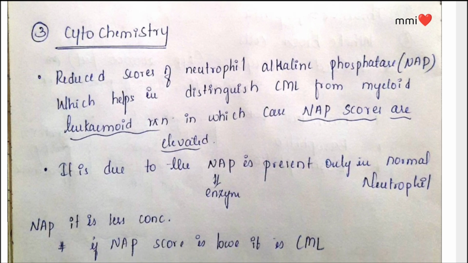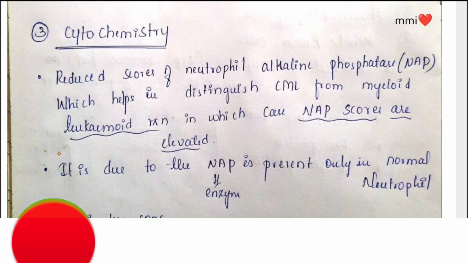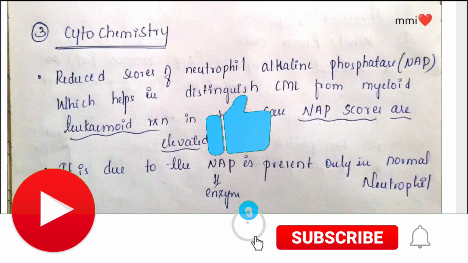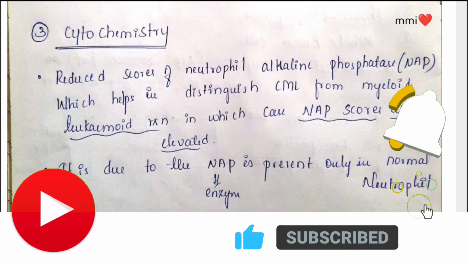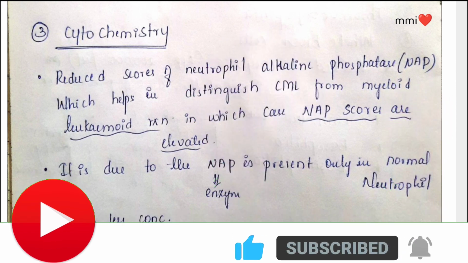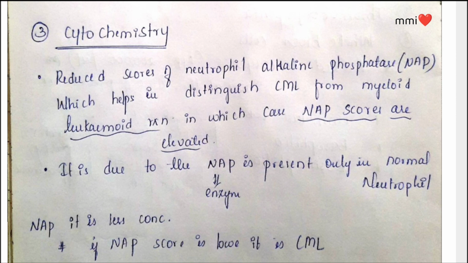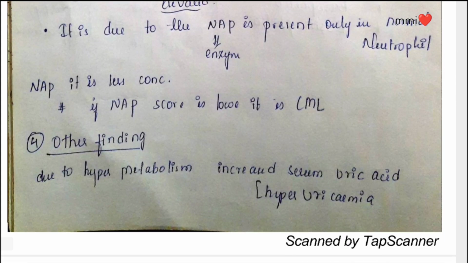Next, coming to the cytochemistry. In cytochemistry, there are reduced scores of NAP, that is neutrophil alkaline phosphatase, which helps in distinguishing chronic myeloid leukemia from leukemoid reaction. See my other video where I have differentiated between chronic myeloid leukemia and leukemoid reaction. I have shown a tabular column. NAP scores are very important. NAP is present only in normal neutrophils. Here the neutrophils are not normal, therefore the NAP score is low in chronic myeloid leukemia.